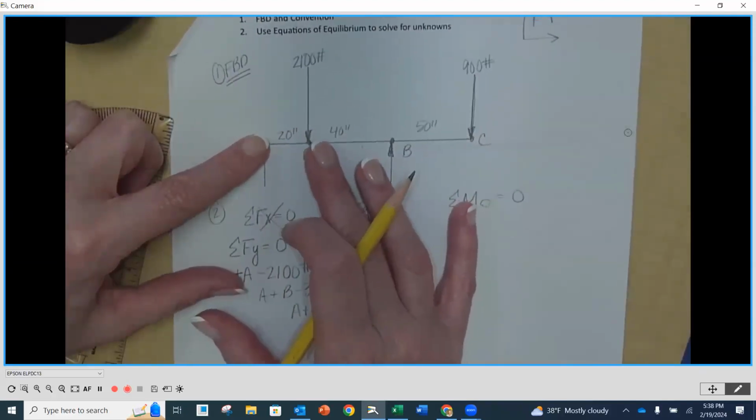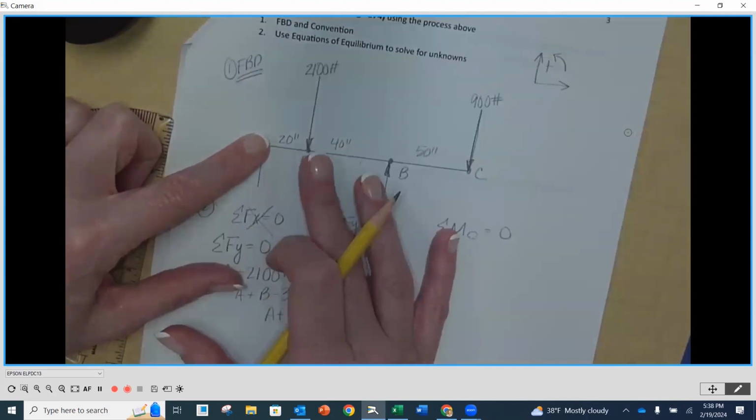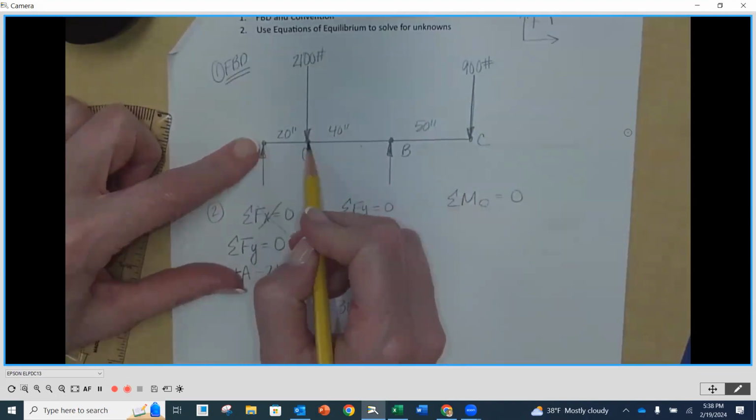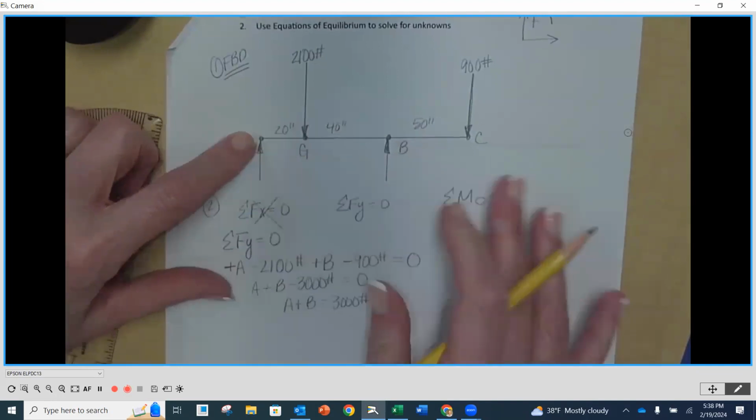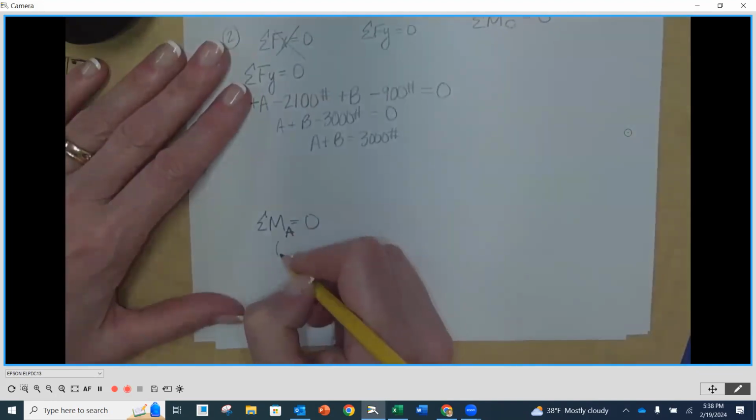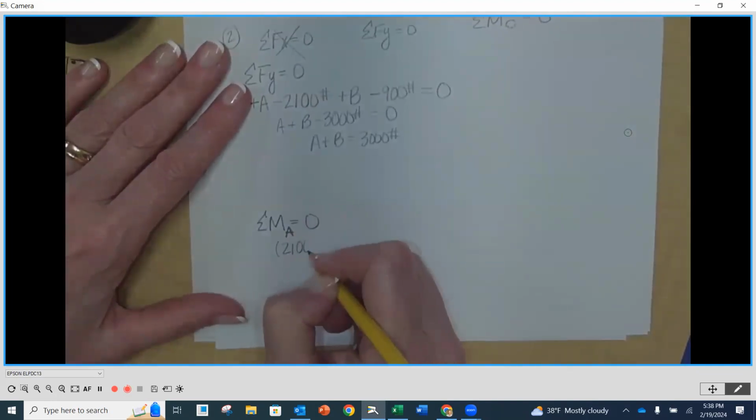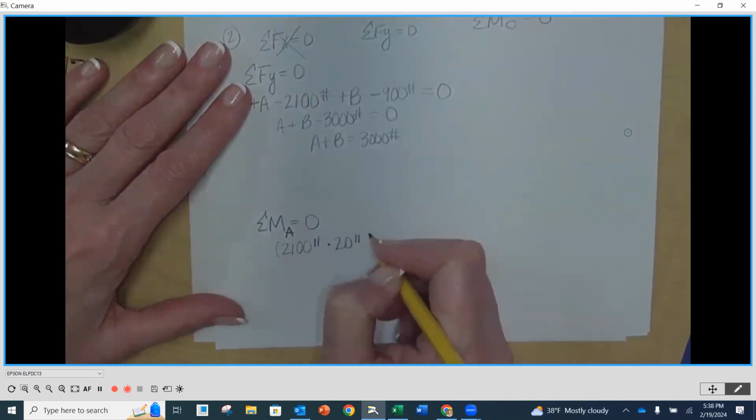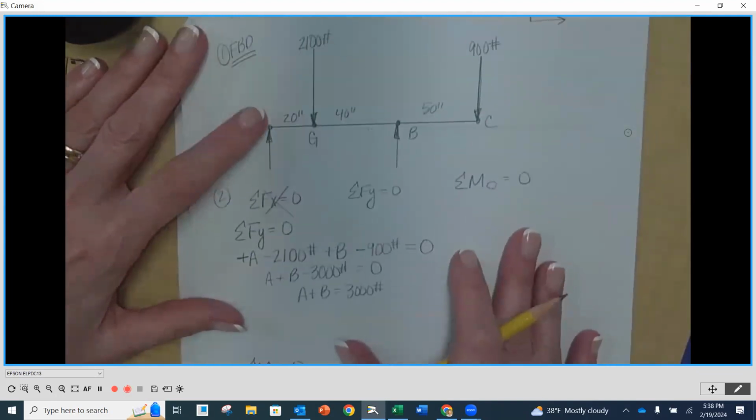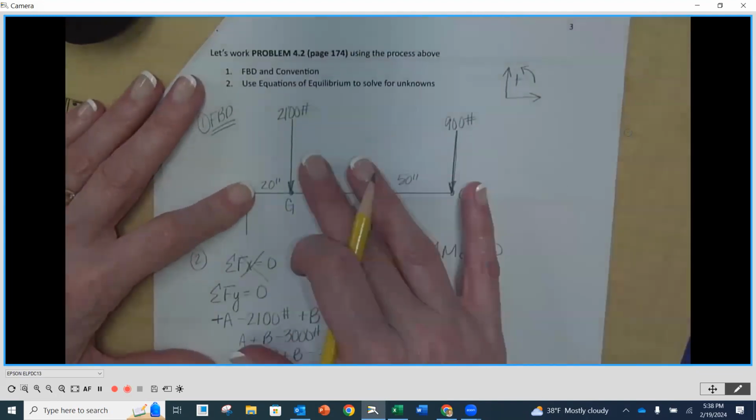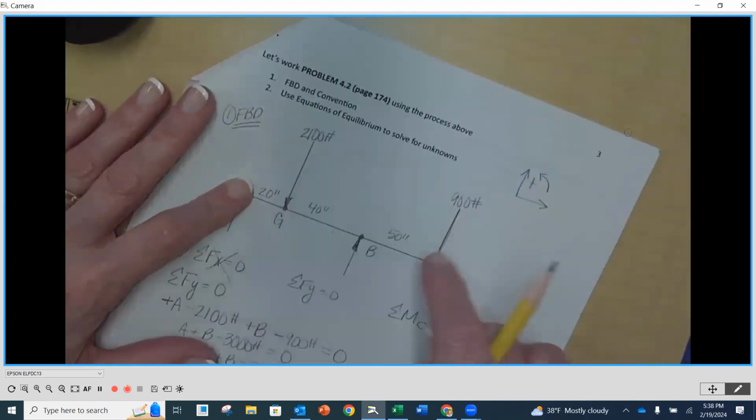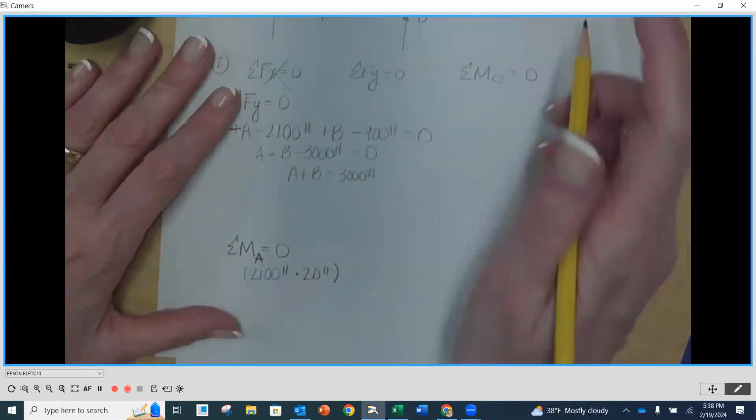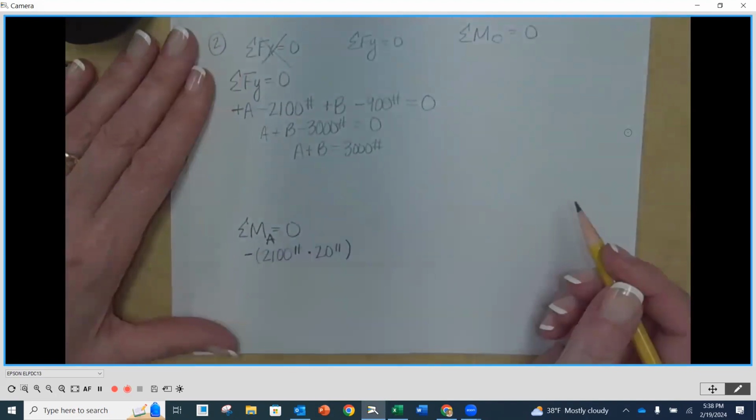So we're going to notice that we're going to have 2100, going to cause rotation. Its perpendicular distance is 20 inches. So we're going to start down here. 2100 pounds times 20 inches. And then the sign out front, when I put my finger on A and I rotate in that direction, it's going to go clockwise. So that means there's going to be a negative out front.